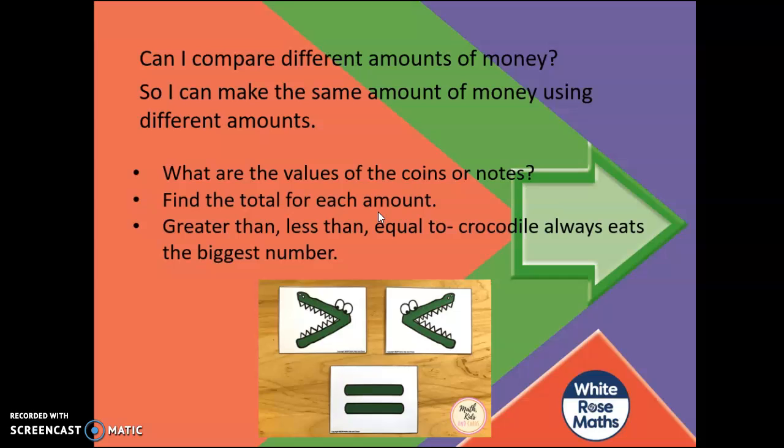So when we have two different amounts, we work out the total of each side, and then we think about which one is greater than, which one is less than, which one is equal to. And just to help you remember, when we are looking at the arrows, the crocodile always eats the biggest number. So looking at where the teeth are opening, that is the biggest number.